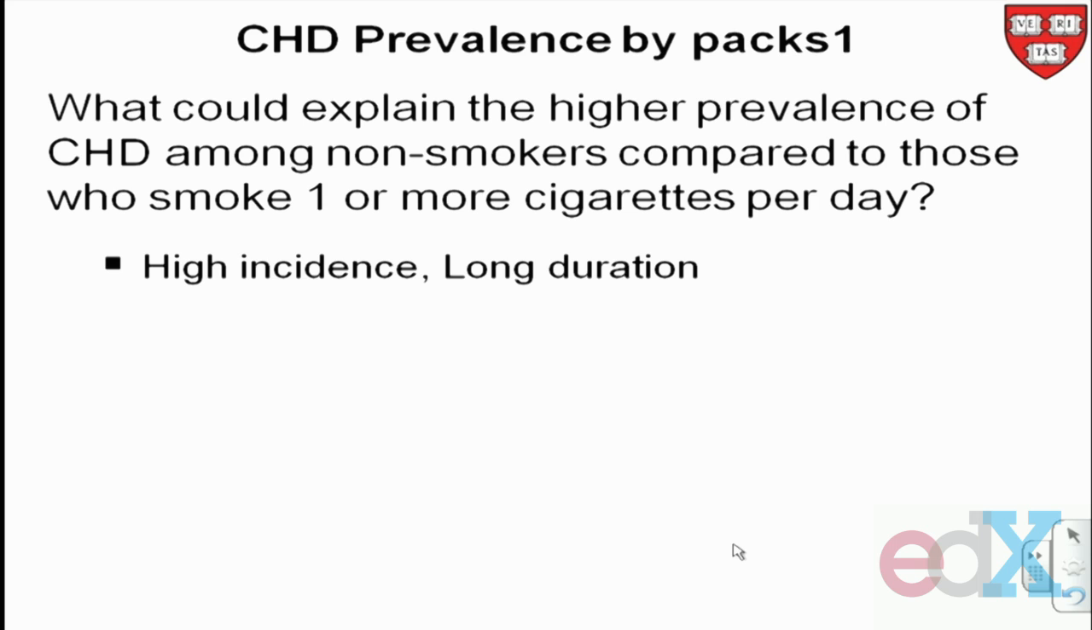And keep in mind that a prevalence, as we said before, is based on your incidence and your duration. So it's unlikely, but it is possible, that the people who do not smoke or smoke less have a higher incidence of coronary heart disease. It's also possible that the people who smoke less have less severe coronary heart disease, so they live longer with it, and they have a longer duration of having coronary heart disease, and that's why the prevalence is higher. But both of these seem slightly unlikely.